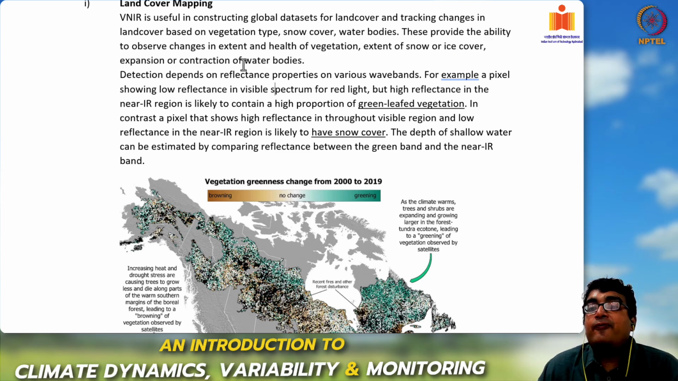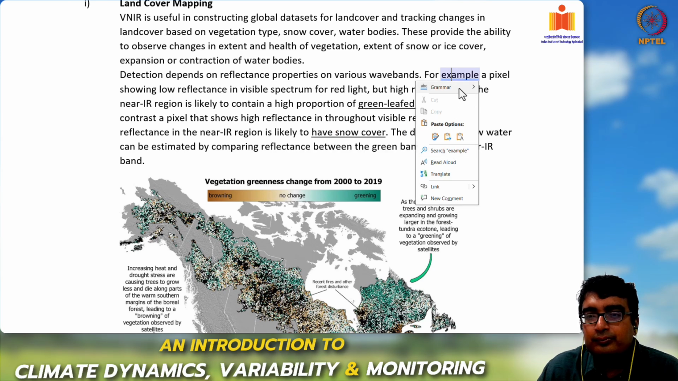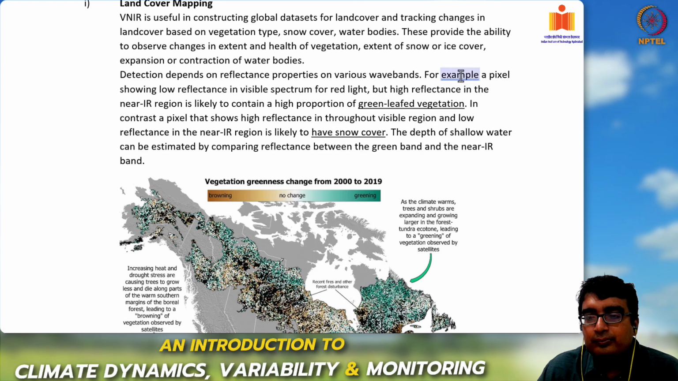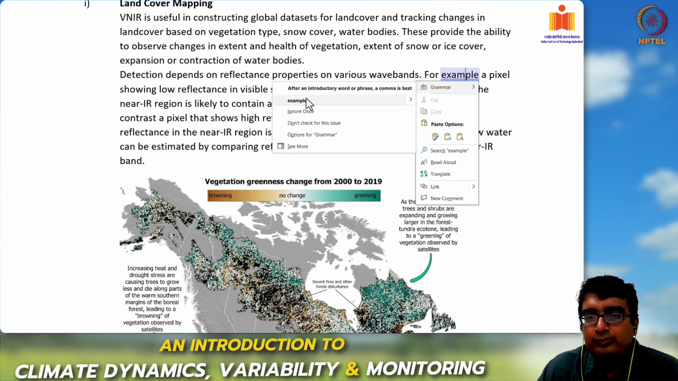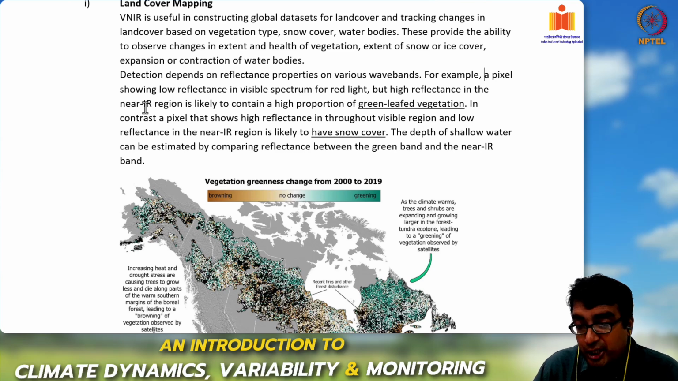Detection depends on the reflectance properties of the various wavebands. For example, a pixel showing low reflectance in the visible spectrum for red light but high reflectance in the near infrared region is likely to contain a high proportion of green leafed vegetation.